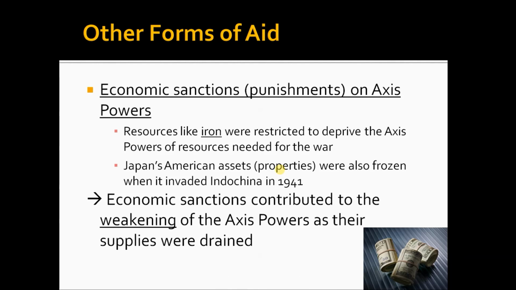Okay, and these economic sanctions contributed to the weakening of the Axis powers as well, because now their supplies were drained. Alright, so this would then help to boost the Allied war effort. And as the Axis powers' supplies were drained, this would weaken them further, and eventually naturally contribute to their weakening to the extent that they were defeated in World War II.